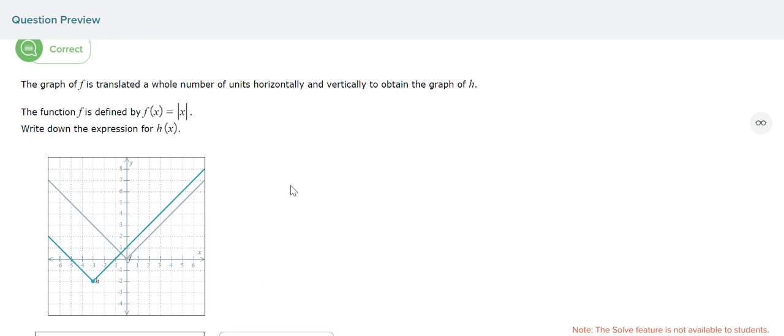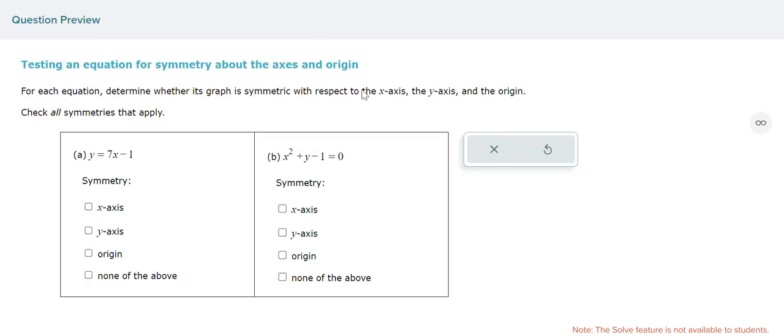The next one is going to be on testing for symmetry, so we will do that on our whiteboard here in a second. Okay, so testing for symmetry. We have these 2 different equations. Feel free to write these down. I'm going to work on A first, and we're going to go through the process for both of them. This one will take a little bit longer than 1 and 2. So write down these equations. I will meet you over at the whiteboard.